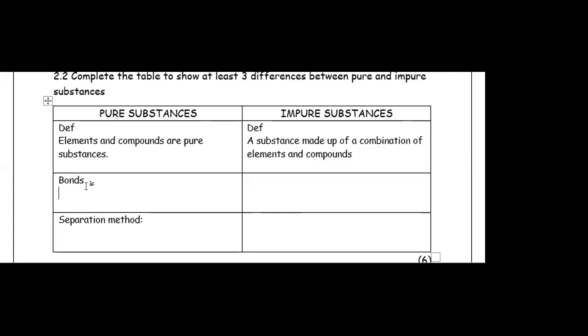So the bonds in a pure substance are chemical, and the bonds in an impure substance are physical, all right? Meaning that you can separate them with your hands physically or with another physical method like boiling, because they're not chemically bonded together. They're not stuck to each other.